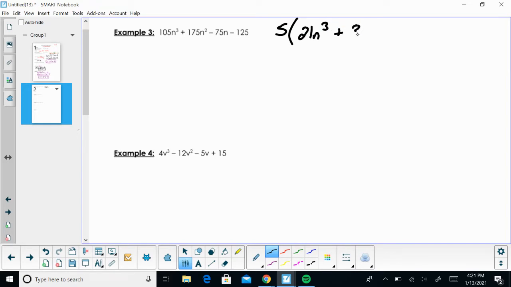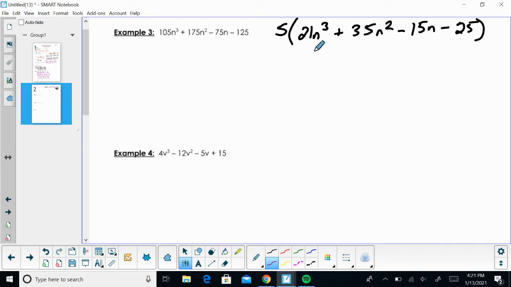divided by 5, 35 n squared, minus 75 divided by 5 would be 15, and 125 divided by 5 is 25. Okay, these are much smaller numbers to deal with. Now what can I group together?